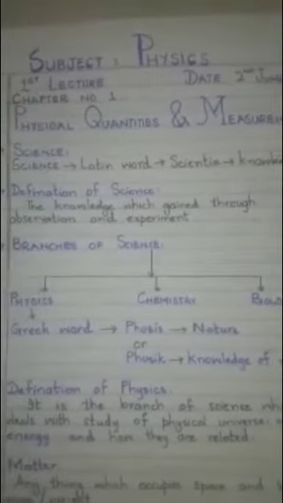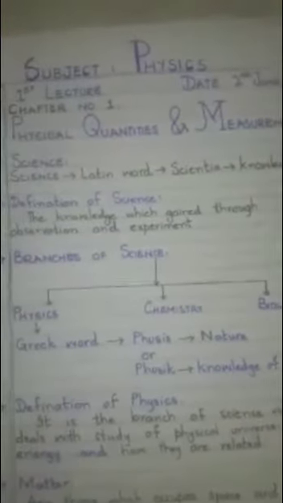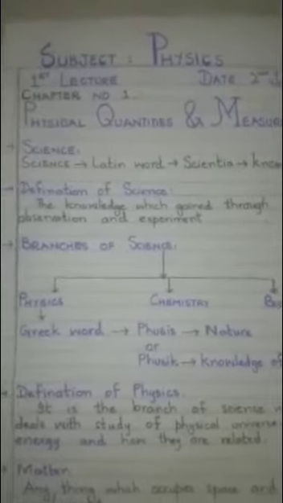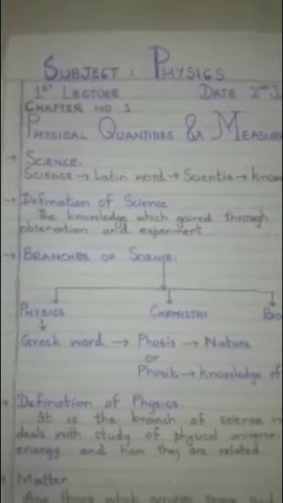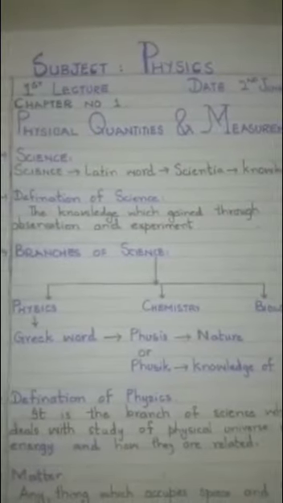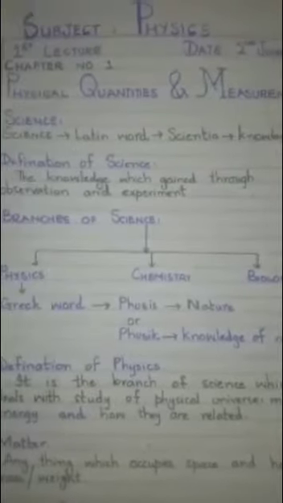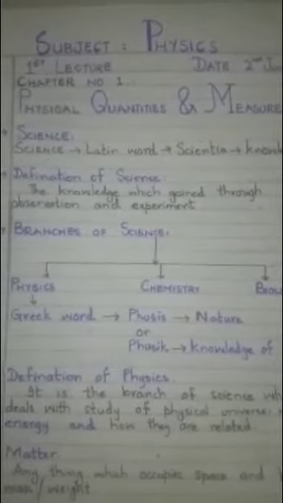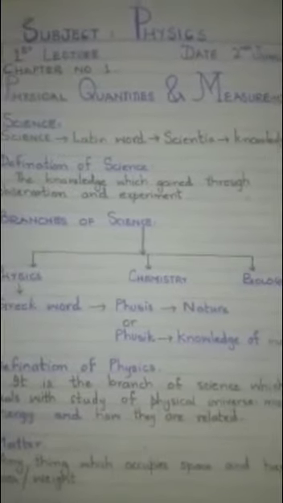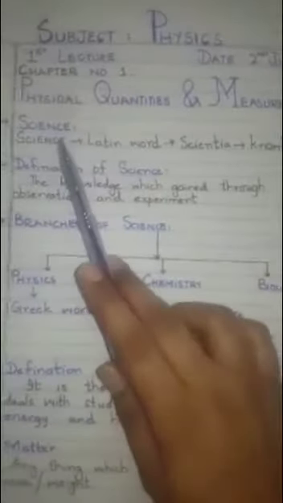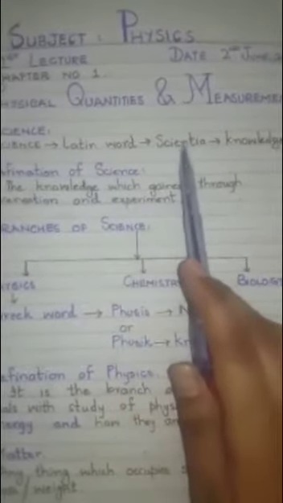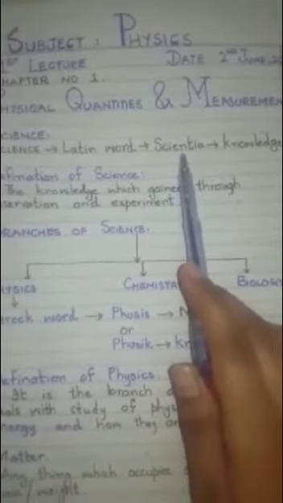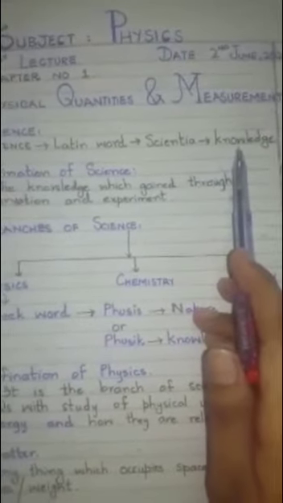Okay, so your first chapter is physical quantities and measurement, and in junior classes or in previous grades you have already studied the word science and the definition of science, and I think you know very well how we can define the word science. But let's start with the word science. So what is science? The word science is derived from a Latin word scientia, and the word scientia means knowledge.